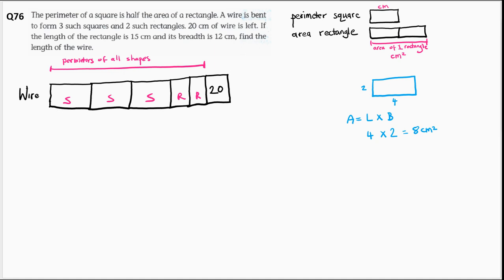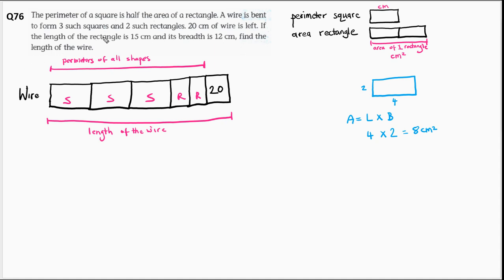So this here is the length of the wire, the total length. All right. Okay, so what are we told? Well, we are told that if the length of the rectangle is 15 centimeters and its breadth is 12 centimeters, find the length of the wire.